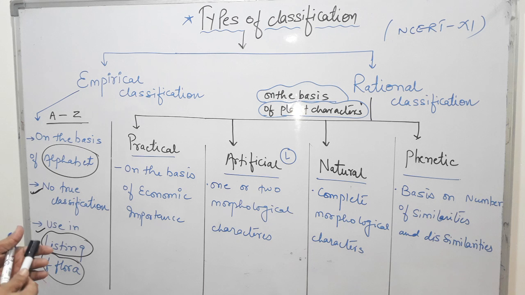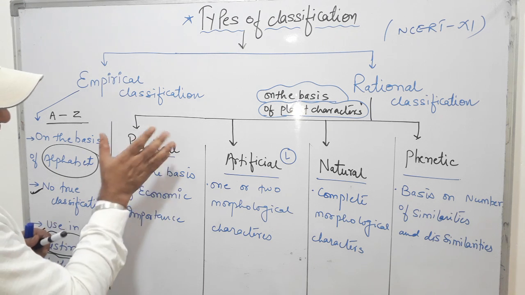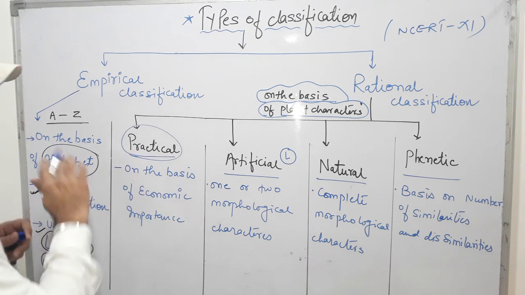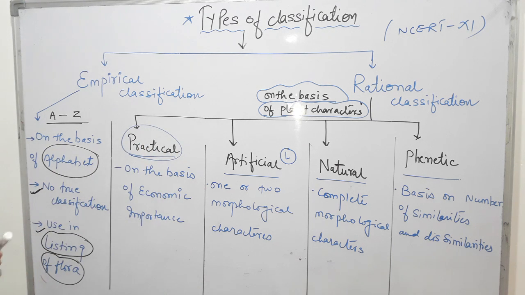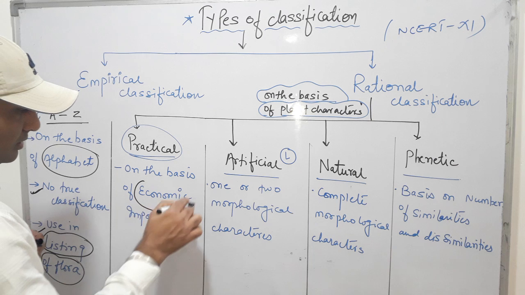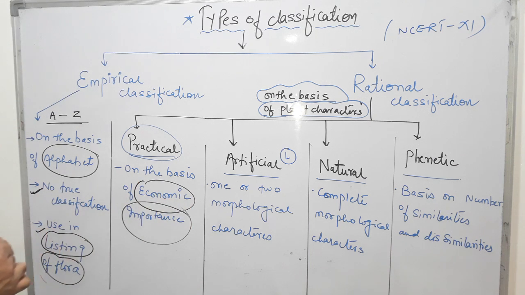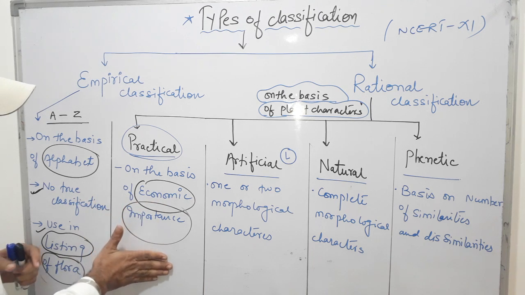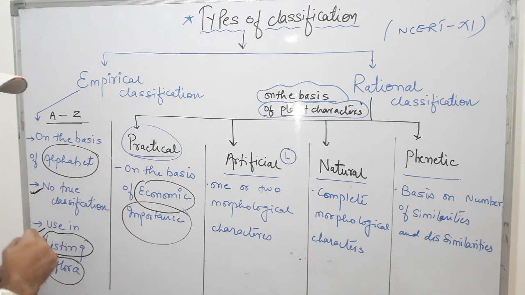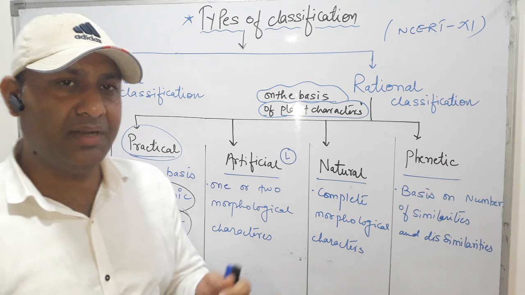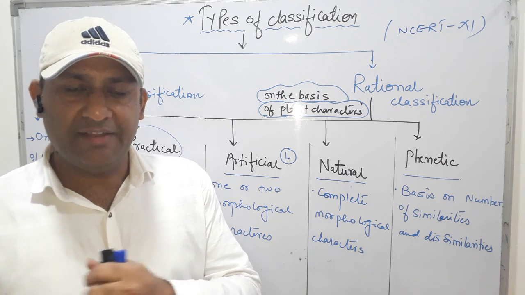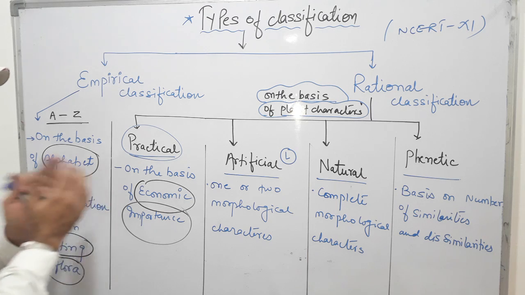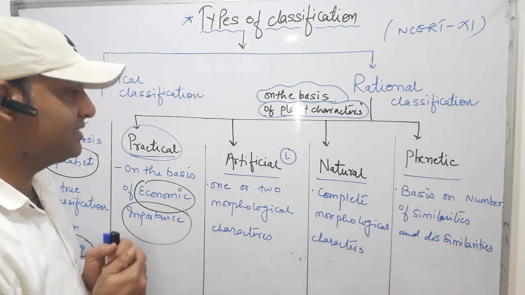First is the practical. This classification is completely based on practical life, and in practical life all the plant groups are classified on the basis of economic importance. Clear? Some are useful, some are others. So it is completely based on the economic importance, and that's why it is called practical classification. That means medicinal plants, vegetable plants, fruit plants and some dry fruit plants. So this is the basis of classification in practical classification.